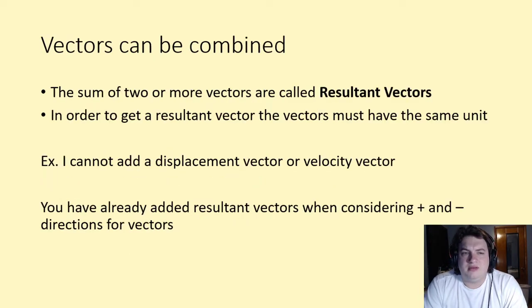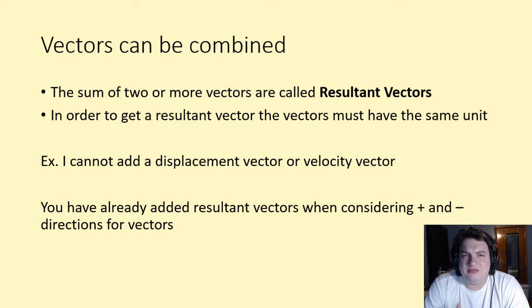So vectors can also be combined. We can take the sum of two vectors, and the sum of that is called a resultant vector. In order to get a resultant vector, the vectors have to have the same unit. So I can't add a displacement and a velocity, which makes sense.